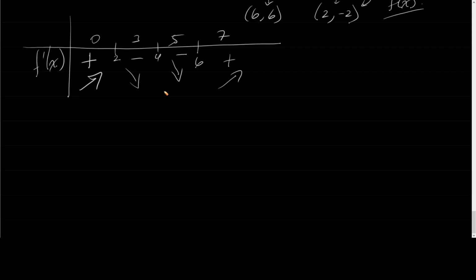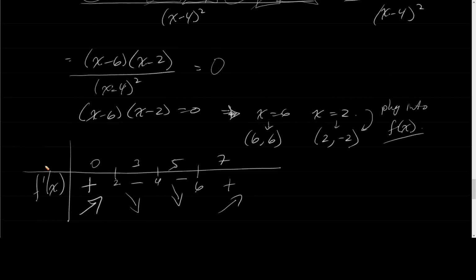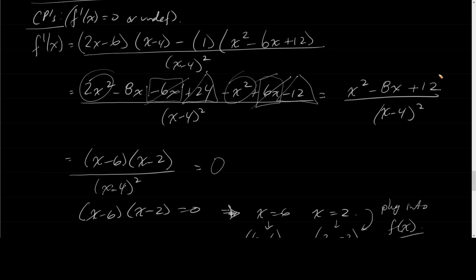Let's do f double prime. So f double prime, and well, why do we want to do that? Well, because that's going to give us inflection points, right? So f double prime of x, and that's when f double prime of x is equal to 0. All right, so I'm going to use the quotient rule, but I'm going to use it off of this, x squared minus 8x plus 12.